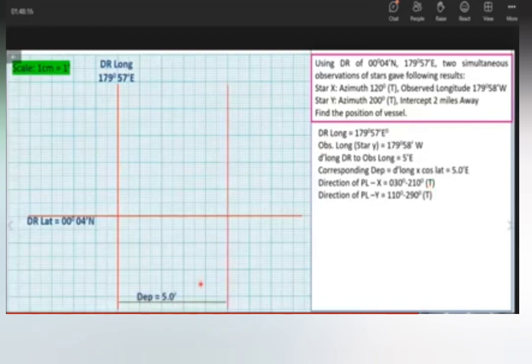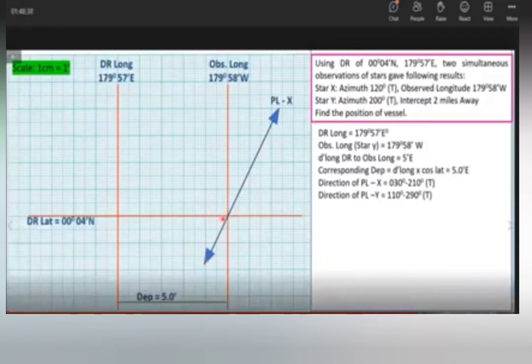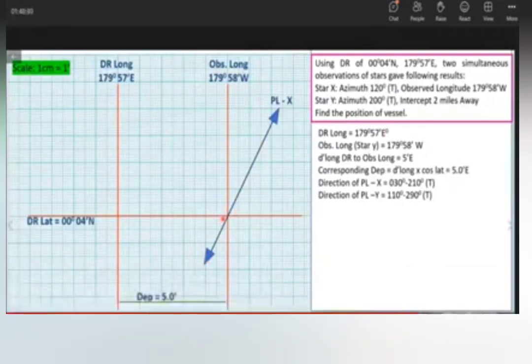And now with the departure being 5 minutes east with respect to DR long, we mark off the departure here, 5 minutes east, and we draw the meridian of the observed long. Now through this point, which is intersection of DR lat with observed long, we have the PL for star X in the direction of 030 to 210, and you can see the PL of X coming up on the plot. Now beta, before we proceed ahead, we have just plotted the two positions which were given in the question. So any doubt in this beta before we go ahead?